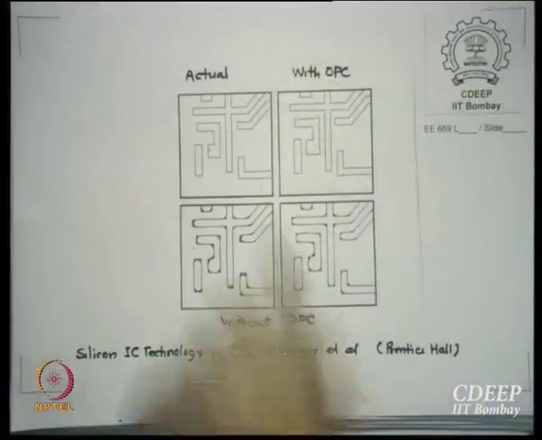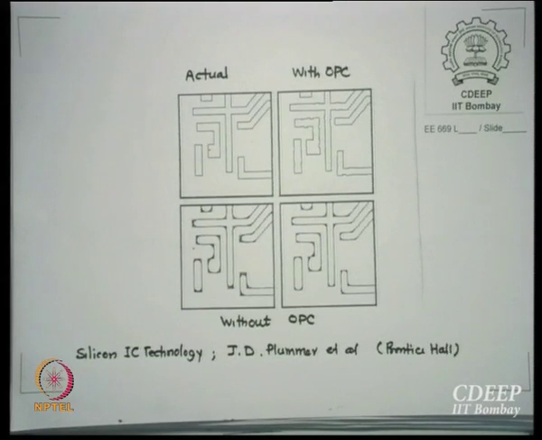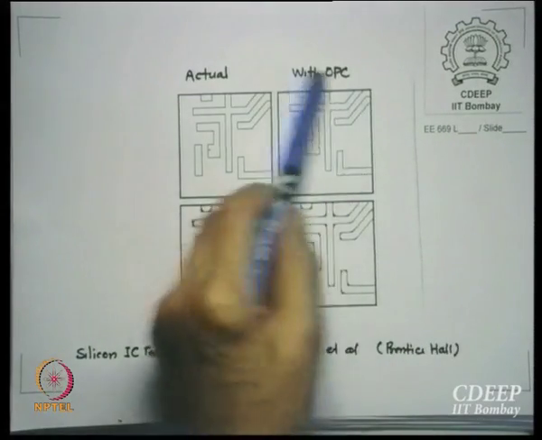Okay. The last but not the least, some figures I may show you, the rest you can read from the book. Yesterday I did say there is something called optical proximity corrections. Let's say this is my actual image. Okay, this is my actual image, and I do optical proximity corrections, and I get this image.